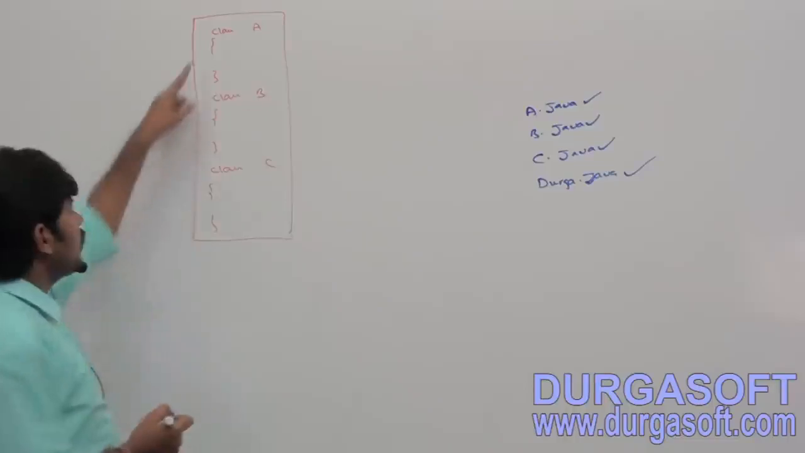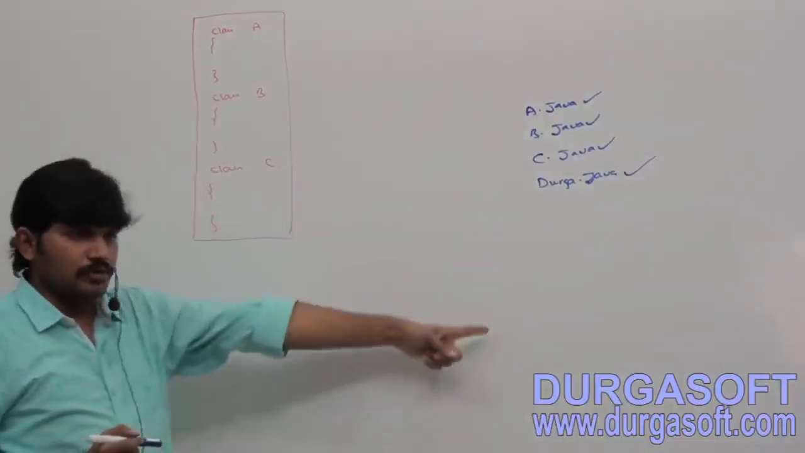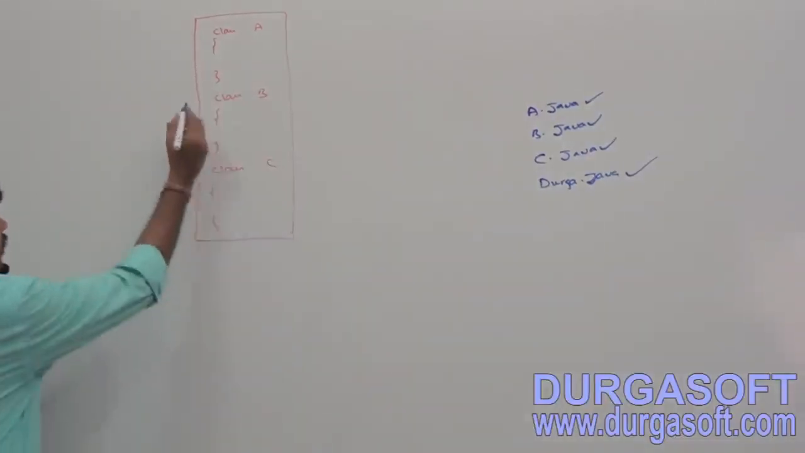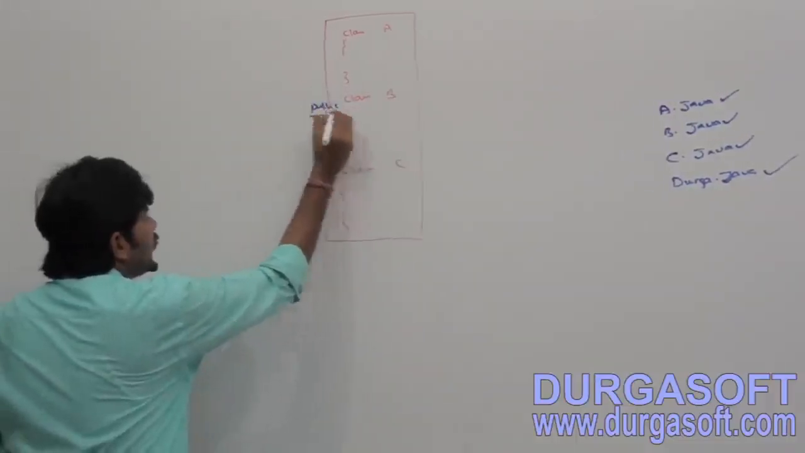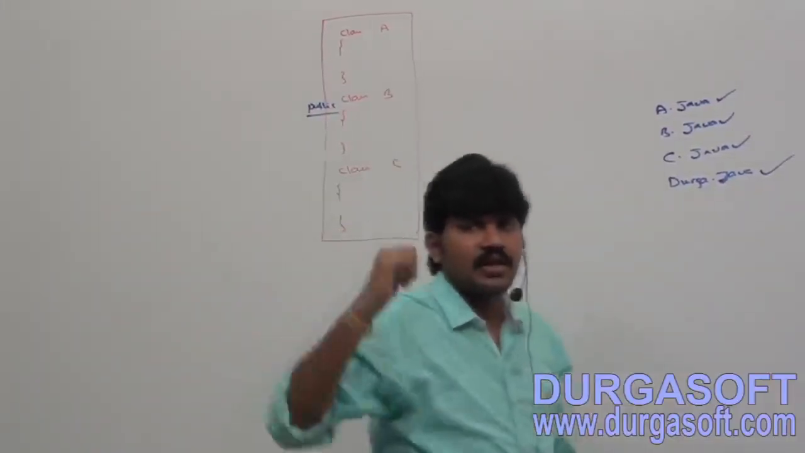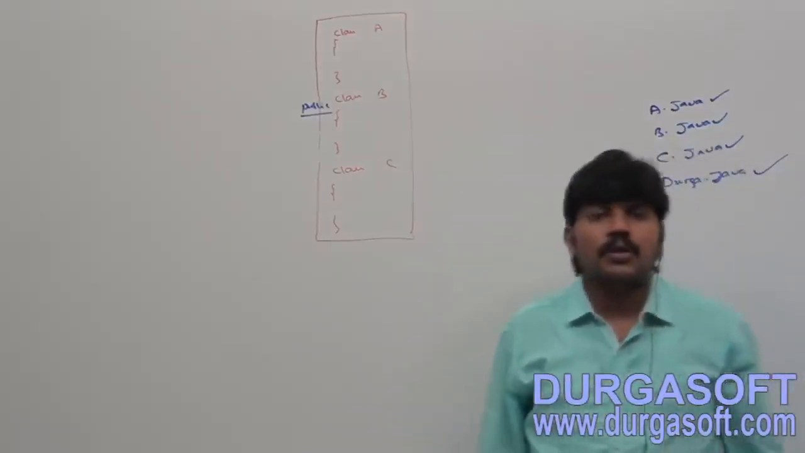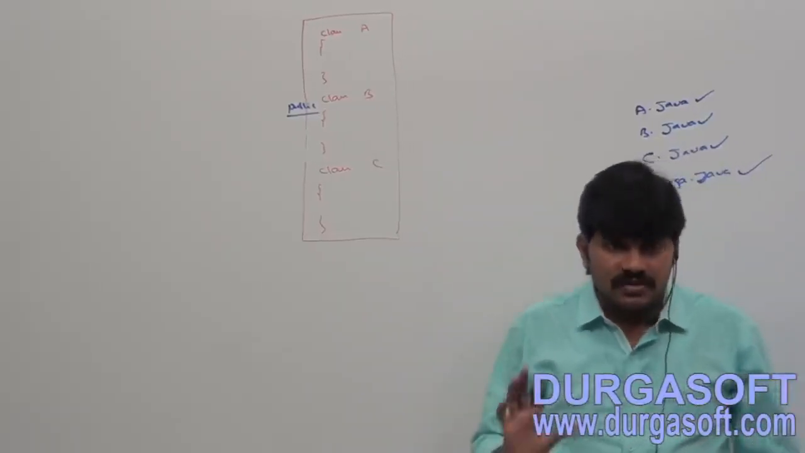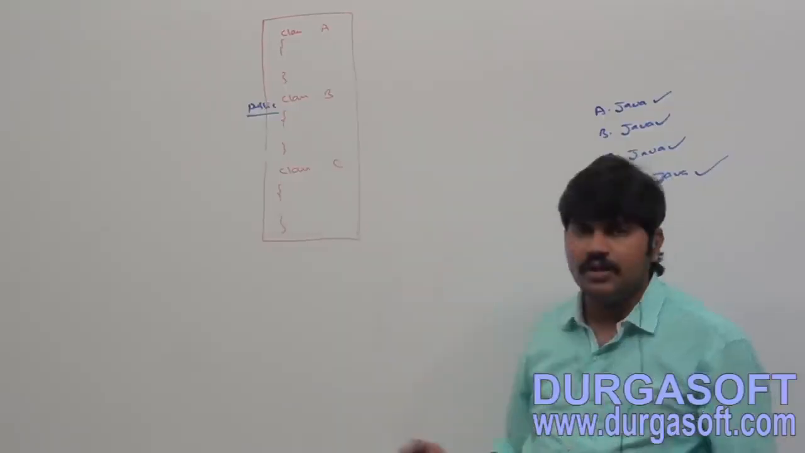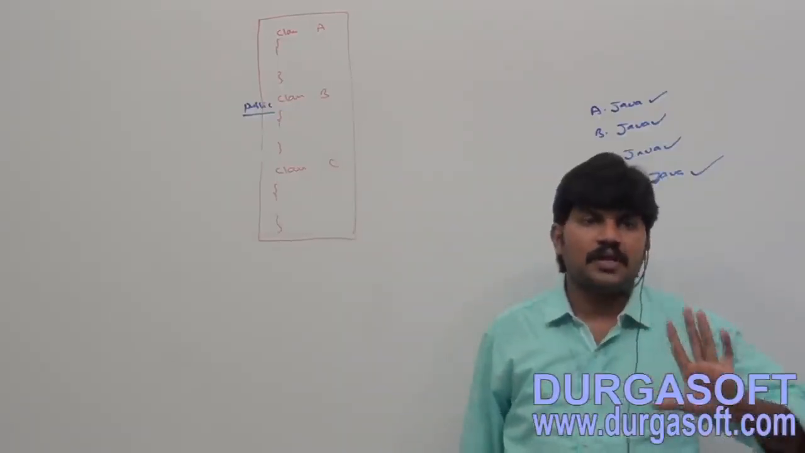Suppose if there is no public class, any name we can use, no problem. Sir, if class B is public, can you tell what is the name of this program? The name of this program should be b.java. Is it clear, right? The name of the program should be b.java. Otherwise, we are going to get a compile time error.